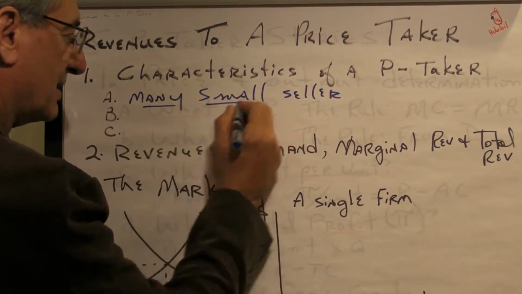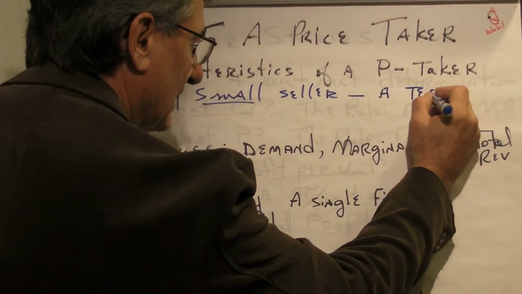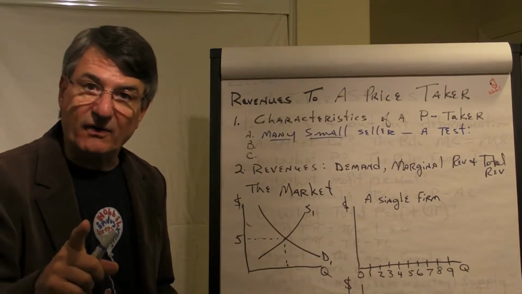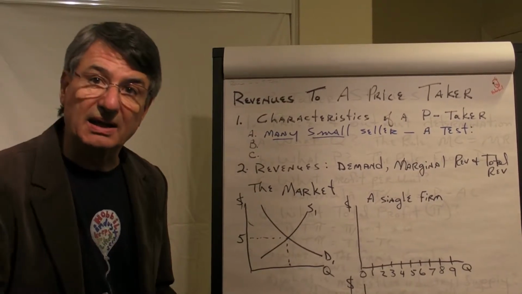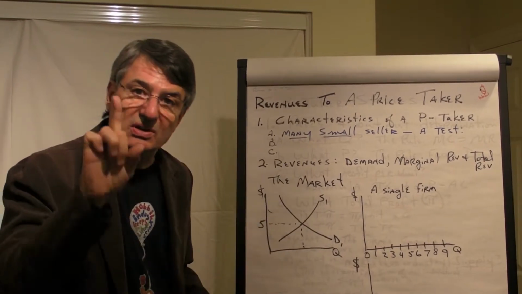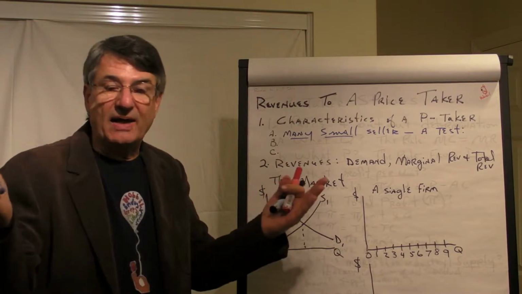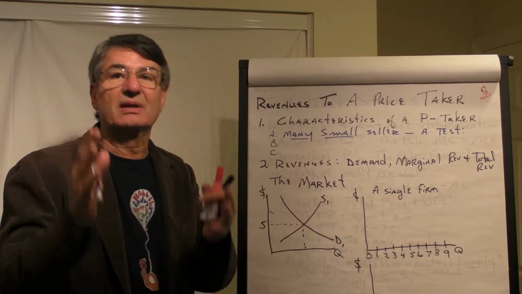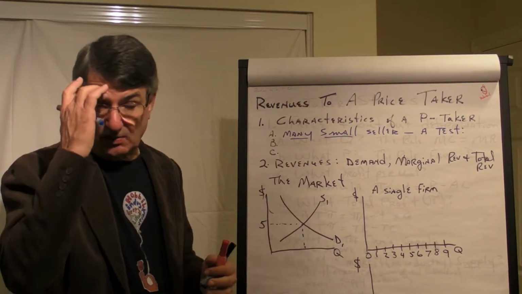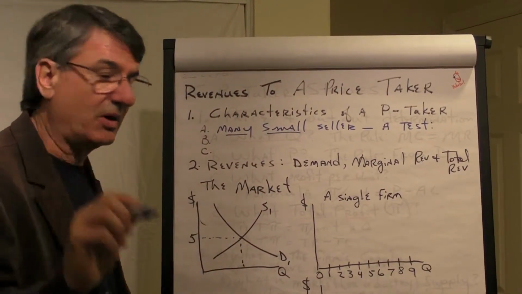Now, many and small is qualitative, not quantitative. That's why there is a test. What's the test of numerousness and smallness? The test is that no one firm has any influence or any ability to influence the market price, the price in the market that they sell in, because they are so small relative to the market. There may be thousands or hundreds of thousands of other sellers selling exactly the same thing they do that are perfect substitutes for what this firm is selling. So they cannot affect the market. They must accept the price that the market brings them.